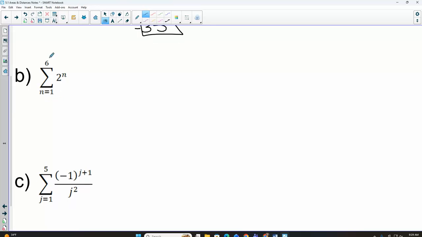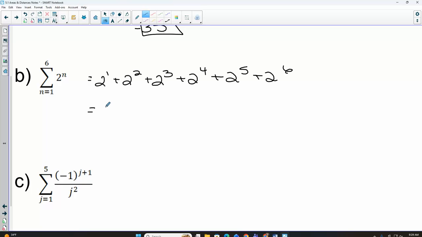So if I said the sum from n equals 1 to 6 of 2 to the n, what would I write down? Plus 2 to the third, plus 2 to the fourth. When do I stop? And we could add all those up. And get 126.